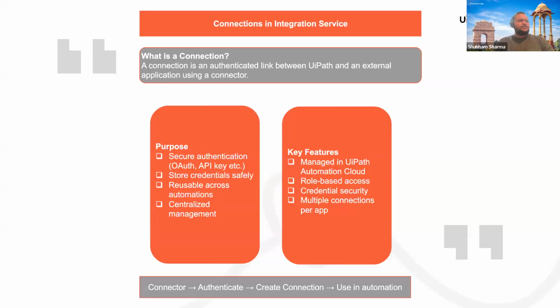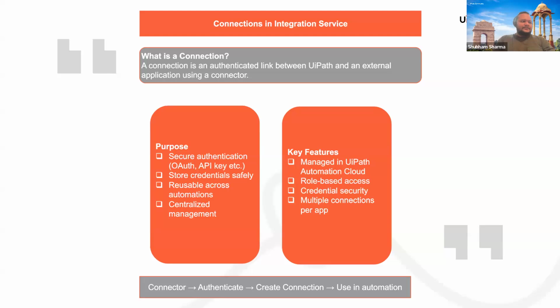Moving ahead, connection. As I've told you, what is a connection? A connection is a link between UiPath and that third-party application, any external application. Its purpose is to provide secure authentication. It uses OAuth or API key, token-based authentication. It stores credentials safely and is reusable across various automations. It follows the same folder structure which we have in the cloud platform on Orchestrator. The same folder structure is there in Integration Service as well.